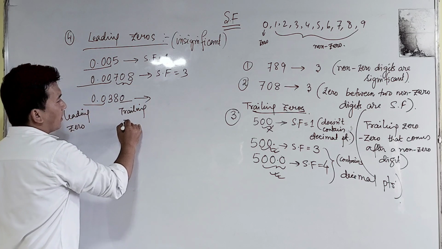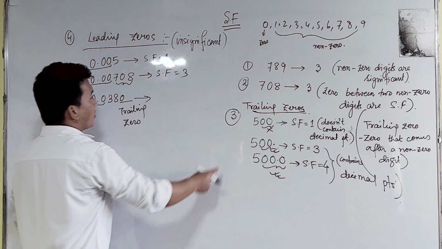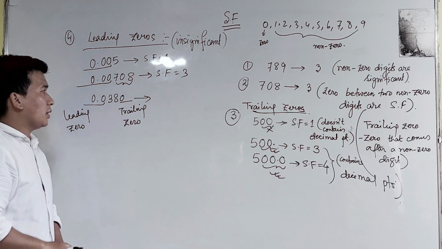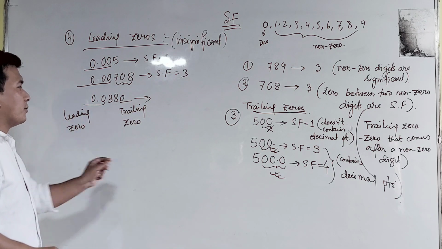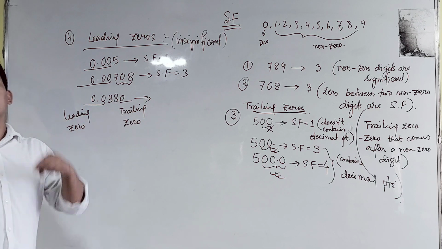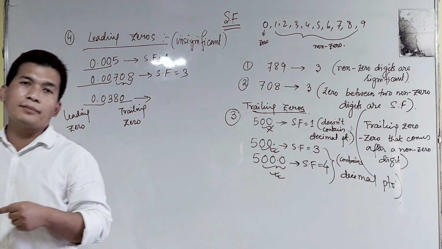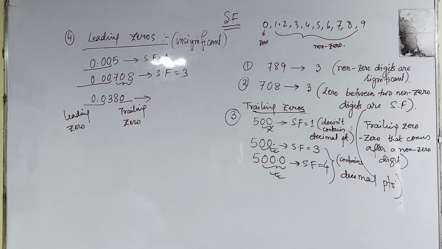Trailing zero is the combination of both these concepts. Are we going to count the leading zeros as significant figures? No. Are we going to count trailing zeros? Yes, but we have to check.